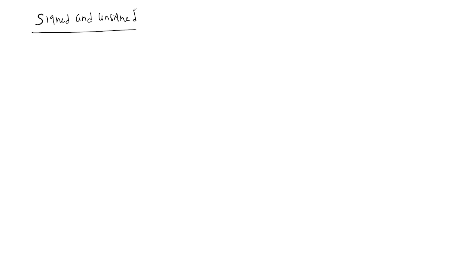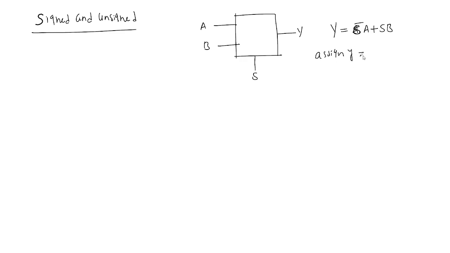Whatever I gave as a task for GLM, gate level modeling, you can try the code for data flow modeling also. Suppose a 2 cross 1 mux is there. How many inputs are there? A and B, one output Y, and one selection line S. You know the Shannon's equation: Y equals S bar A plus S B. Based on this equation you need to write: assign Y equals not of S and A, or S and B. You are using a continuous assignment statement and writing expressions like this. You can try that.